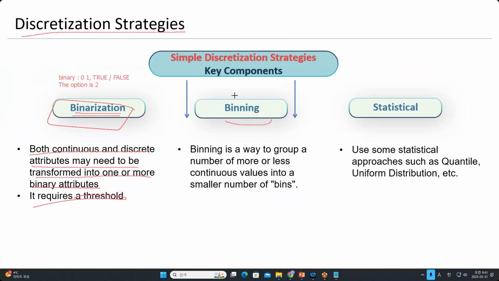There is another strategy, we call it binning. Binning is a way to group a number of more or less continuous values into a smaller number of bins. So we call them bins. Or the other kind of strategy, we just use statistics. For example, we can do the discretization using quantiles, or maybe use some distribution, for example, uniform distribution, and etc.